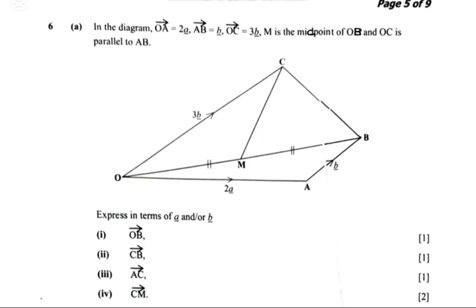Starting with the Roman numeral 1. To get the vector OB, we are going to use the vectors that have been given here. On the diagram, we can see that vector OA is equal to 2A vector and vector AB is equal to B vector. So this means that to get the vector OB, we can work with the vectors given here, OA vector plus AB vector.